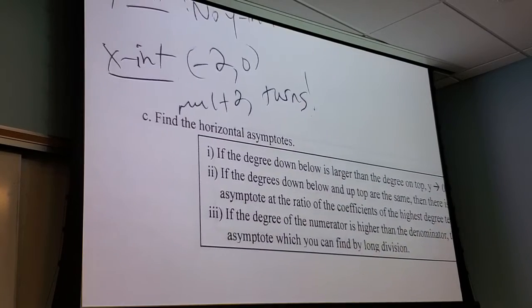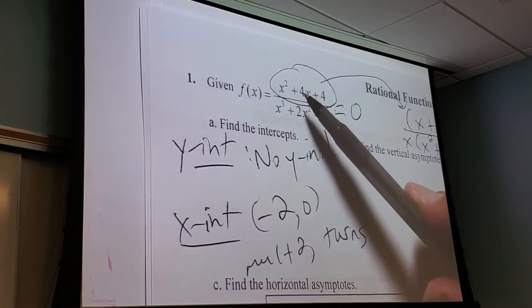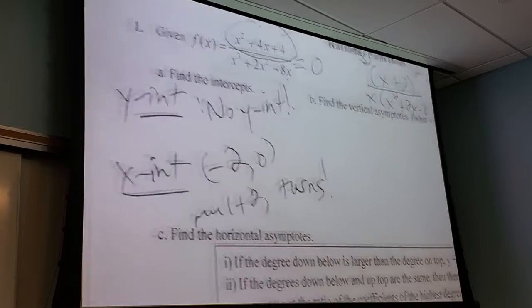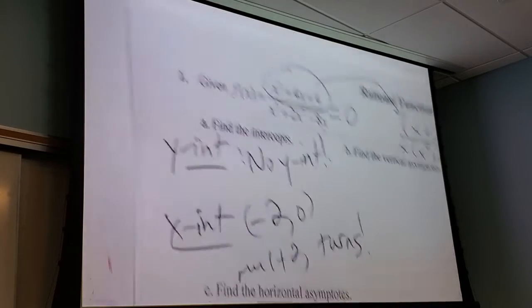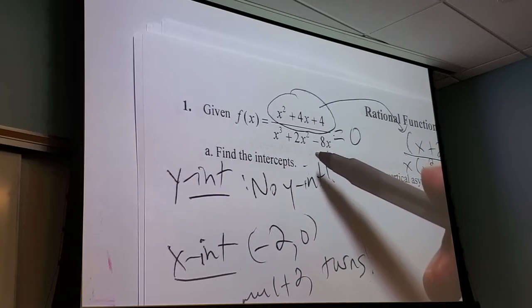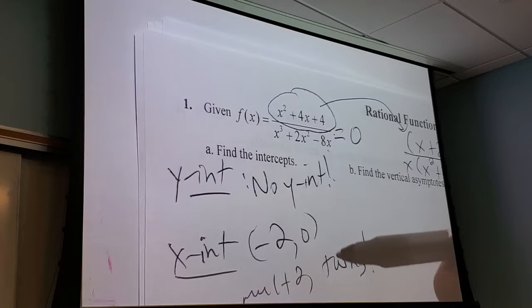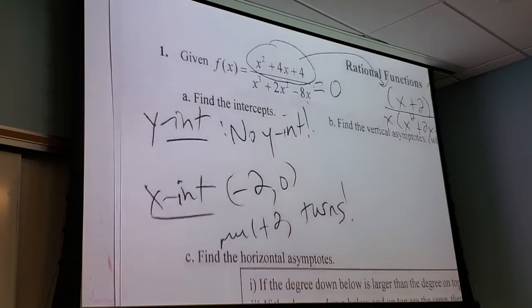So what situation am I in? What's the degree of the top? Second degree. What's the degree of the bottom? Third degree. So I'm in a situation where the top is smaller than the bottom degree. So the bottom is growing much faster. So if I'm dividing by bigger, bigger, bigger, my outputs are going to go to what? They're going to go to 0.